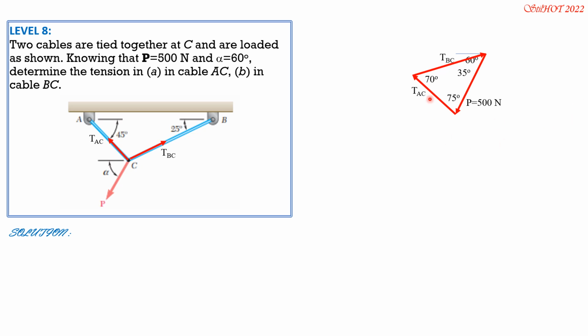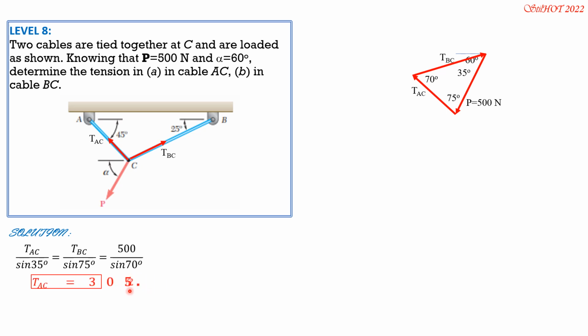So we solve tension in AC and tension in BC by sine law. Tension AC over sine 35 degrees equals tension BC over sine 75 degrees equals 500 over sine 70 degrees. As I said, you can solve this by summing up forces horizontal 0, vertical 0, then there will be two equations, two unknowns. So tension AC is 500 sine 35 over sine 70.